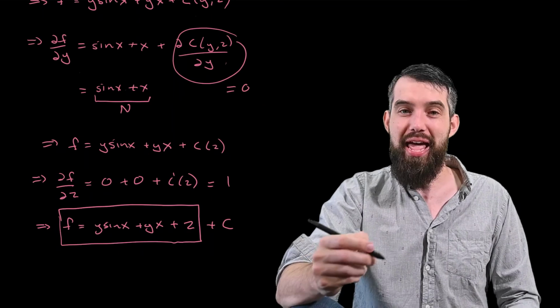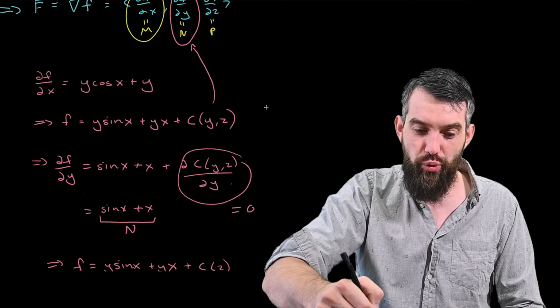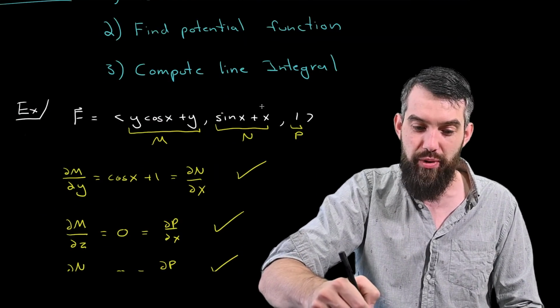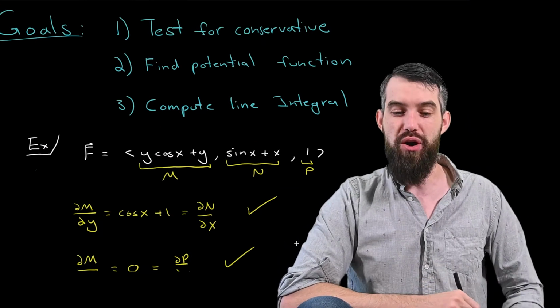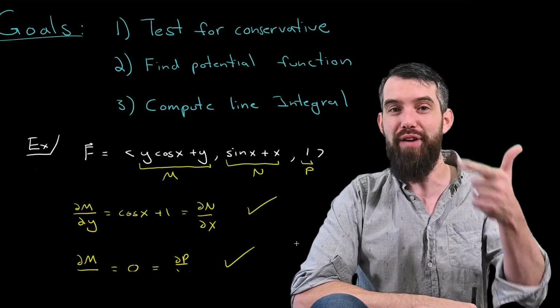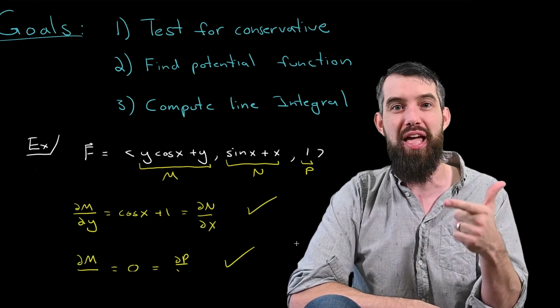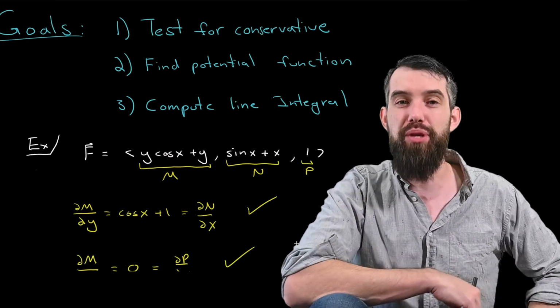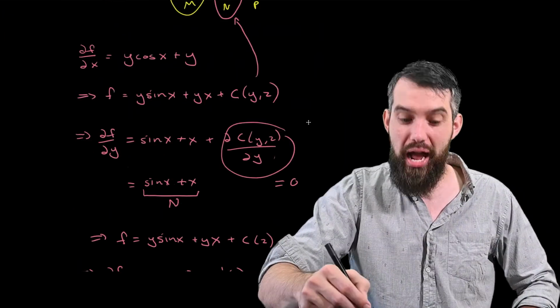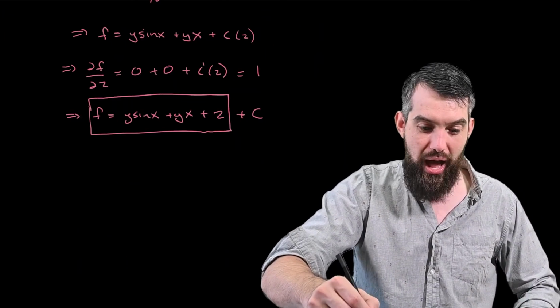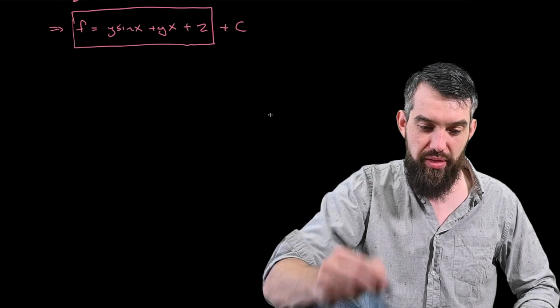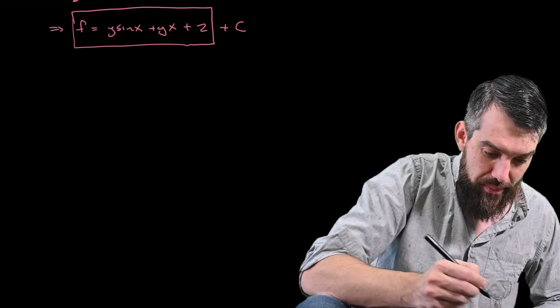All right. So I have my f, and let's return back to the original problem as I phrased it, which was my goals for this video. I wanted to test for conservative, I've done that. I wanted to find a scalar potential function if I knew it was conservative. Thirdly, I want to compute a line integral. Well, what line integral? I guess I get to make it up here. So I am going to put that right there and give you the following example.